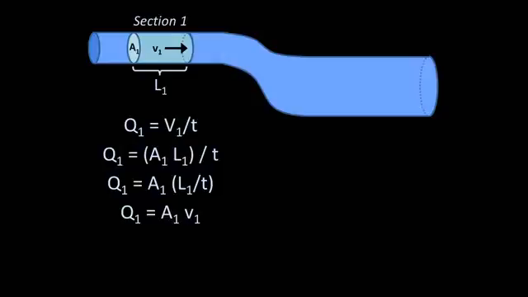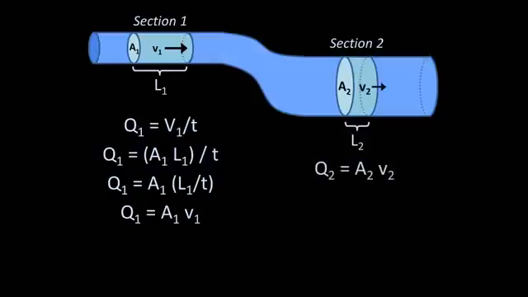With identical analysis, if we define a section 2 in the wide part of the pipe, we will quickly determine that Q2 is equal to area 2 times velocity 2. The key realization here is that the flow in section 1, that is how much volume passes through section 1 per unit time, must be equal to the flow in section 2. If these were not equal, fluid would back up somewhere and become very compressed, and this would violate the assumption of elementary fluid mechanics that liquids are non-compressible.